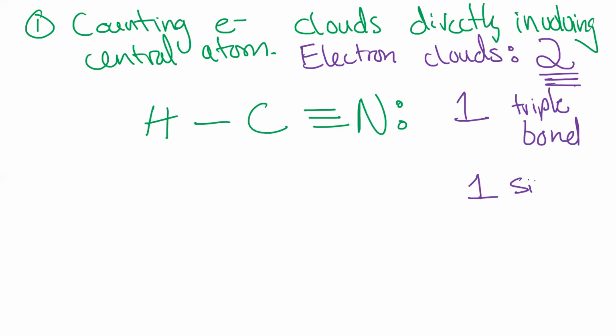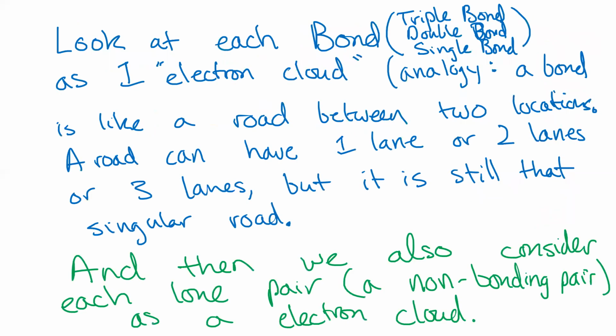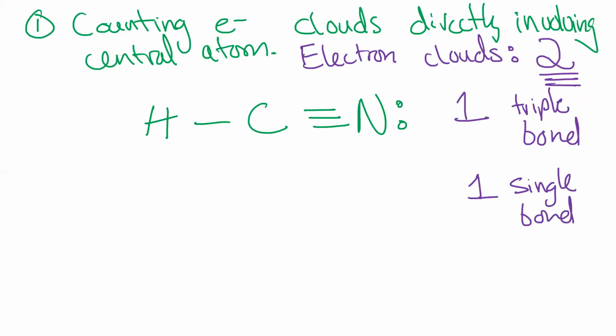Yeah, exactly. That's why I took the time to spend a few minutes saying that a triple bond is still just one electron cloud. Hence, this slide: look at each bond, be it a triple bond, double bond, or single bond, as one electron cloud. It is one road between two atoms. It has 3 lanes, but it's still just one road. Got it.